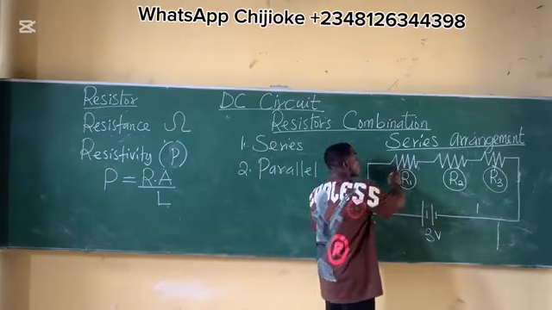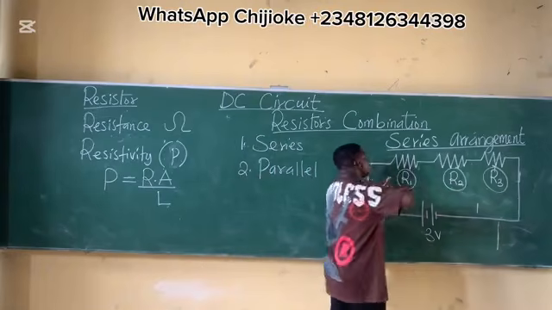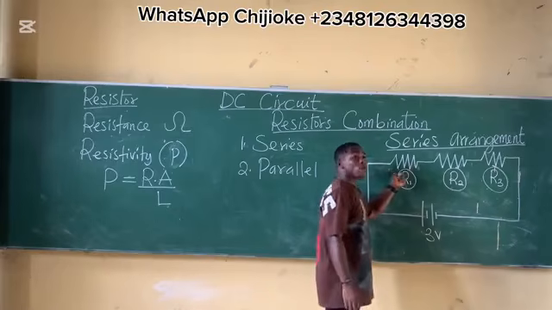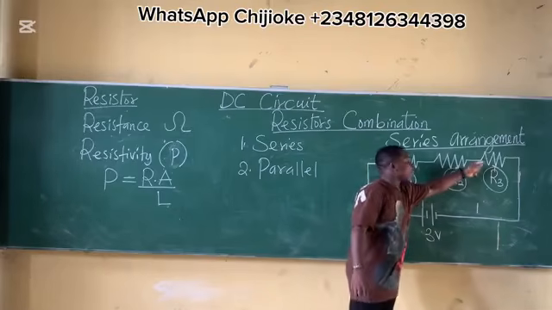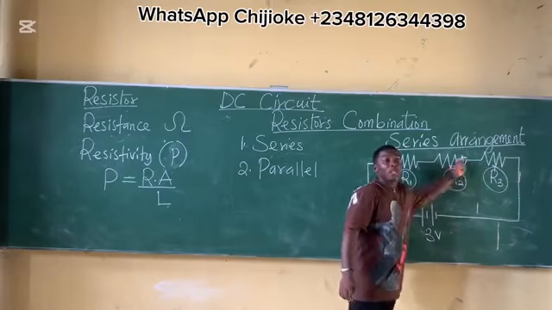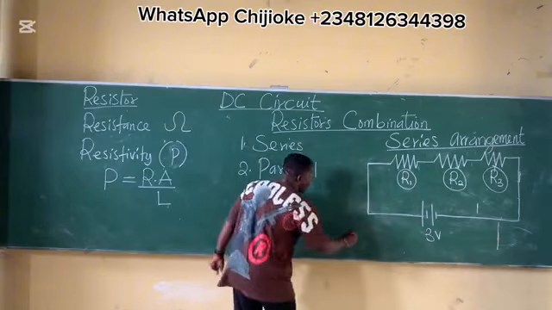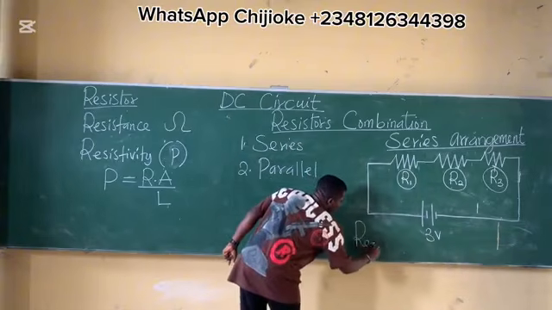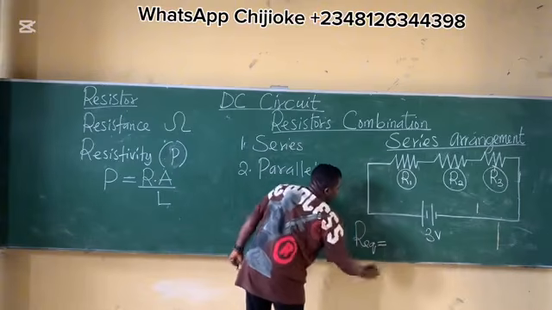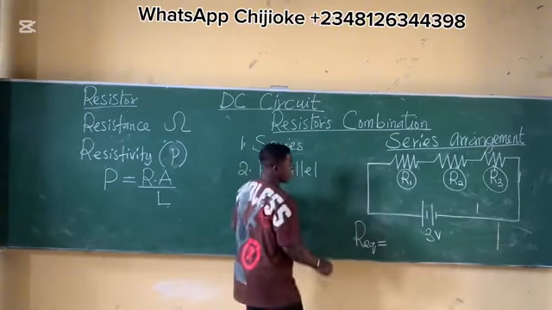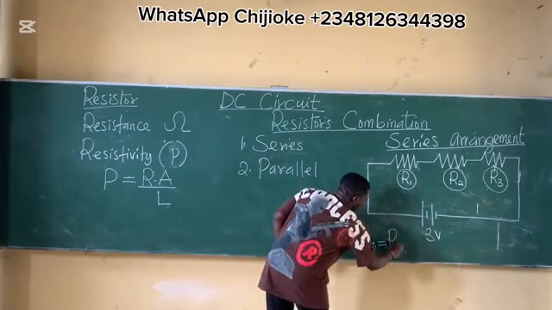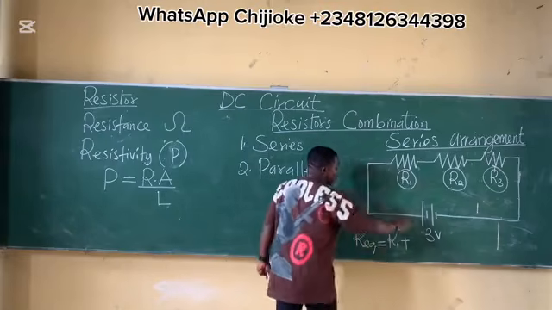If this is 1 ohm, this is 3 ohm, this is 6 ohm, it means the voltage across 1 ohm will be higher compared to 3 ohms and that of 6 ohms. But their current is going to be the same. It means to calculate the equivalent resistance, or effective resistance of resistors in series, it is just the summation of the resistance of all the resistors.